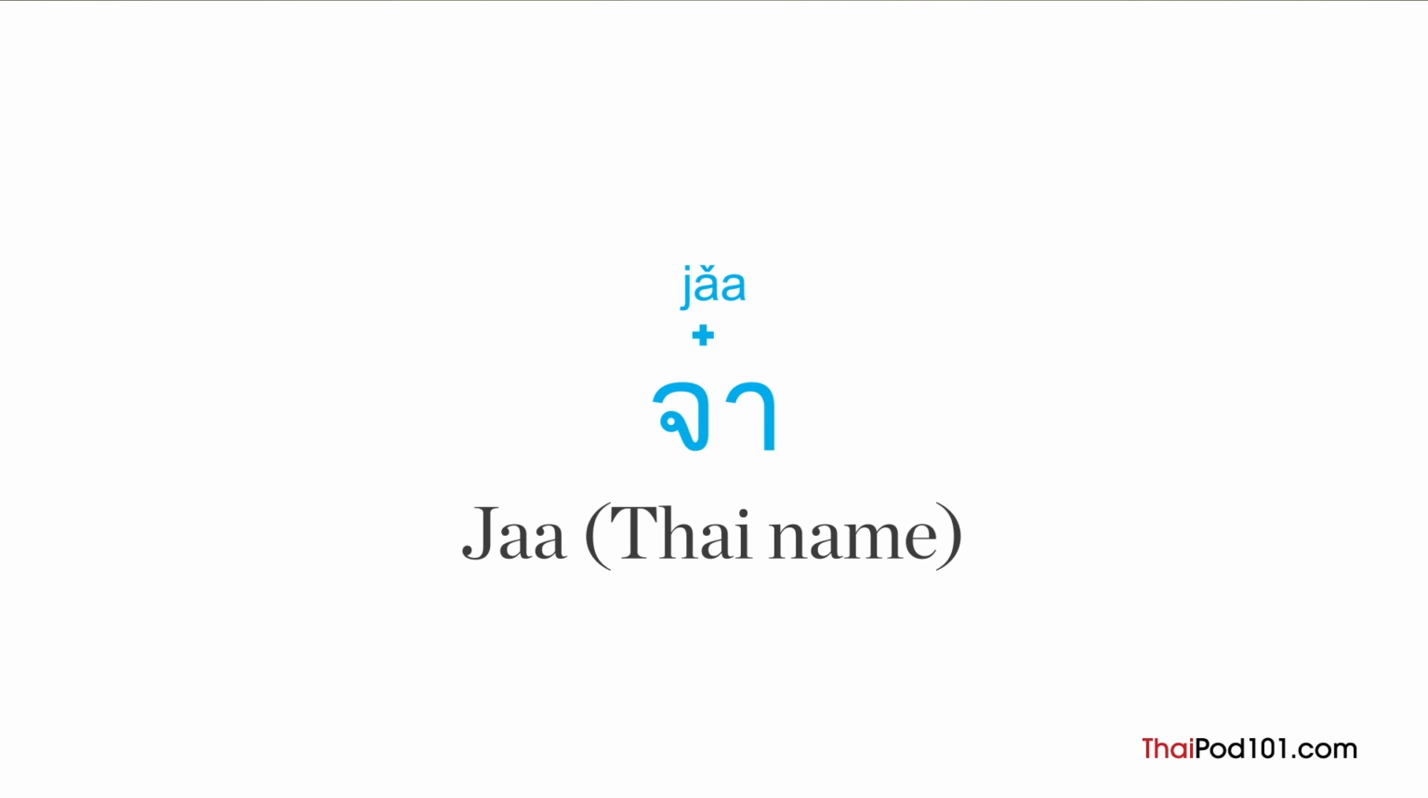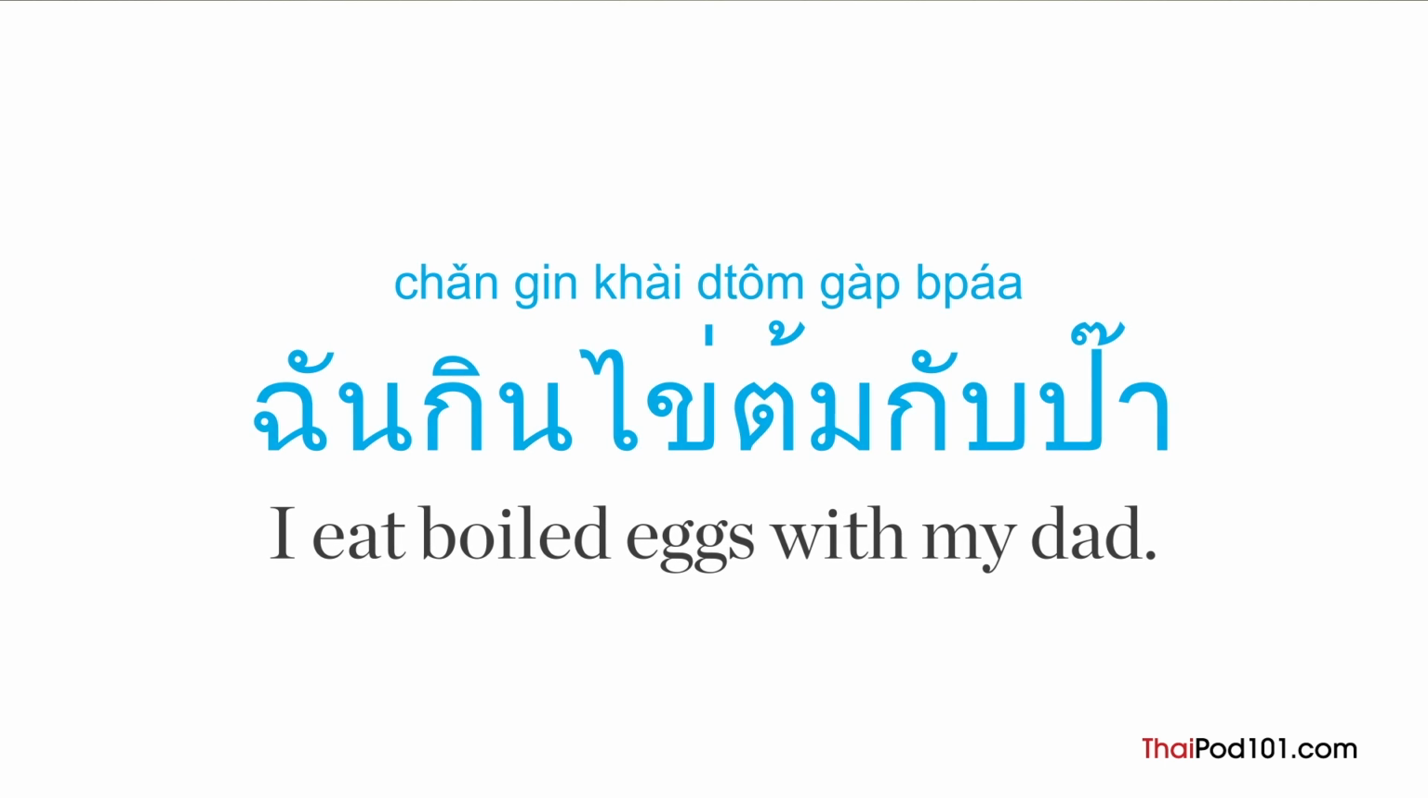Take, for example, the Thai name จ๋า. You can hear that my pitch went down slightly and then up when pronouncing this word. To clarify further, I'll now put this tone in the same sentence as our previous lessons. ฉันกินไข่ต้มกับป๋า. I eat boiled eggs with my dad.